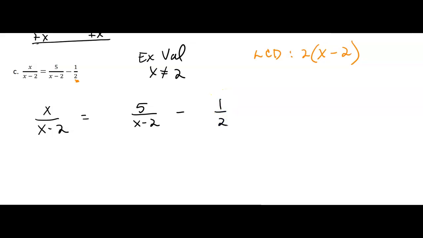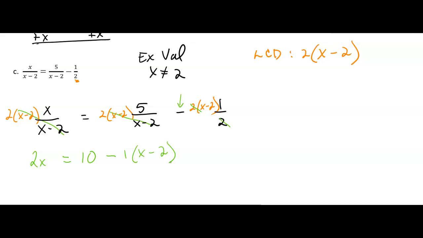Okay, now every rational expression, there's 3 of them here, gets multiplied by the LCD. 2 times x minus 2. Okay, so we're going to cancel. That's the whole goal of multiplying by the LCD, is get those denominators out of there. 2x equals, then here the x minus 2's cancel, so I get the 10 again, minus, because of that minus sign there, the 2's cancel, and I have 1 times x minus 2.